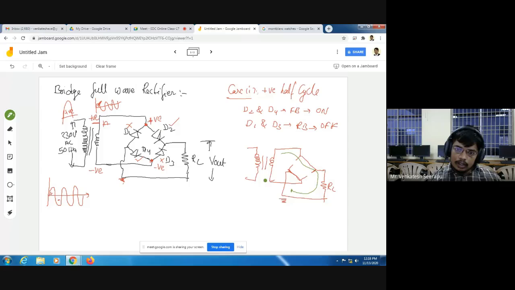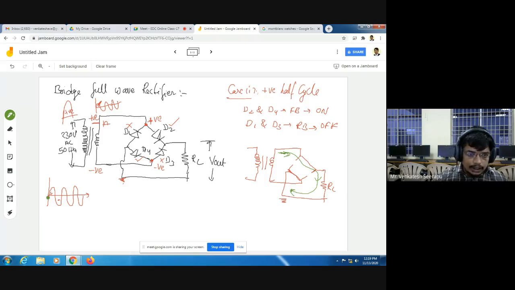Now whenever D1 and D3 are in off condition and D2 and D4 are in on condition, with a positive half cycle applied, current flows through the resistance from up to down in this direction. Whenever current flows through the load resistance, it develops an output voltage. So we are getting an output voltage in this condition.